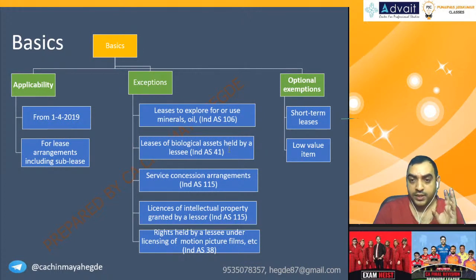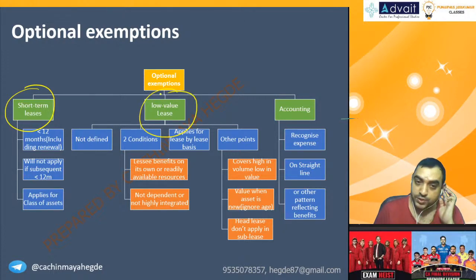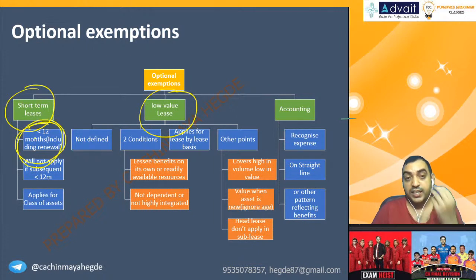There are 2 optional exemptions provided. One is short-term lease, the other is low-value items. Short-term lease means less than 12 months. If the lease contract is less than 12 months, then you can show it as an expense straight away. To the extent you make the payment, this standard doesn't apply.